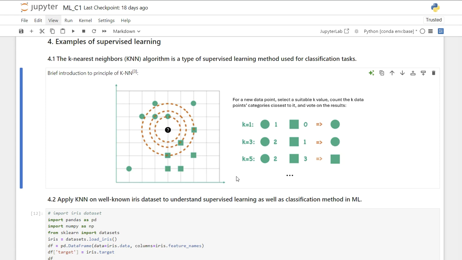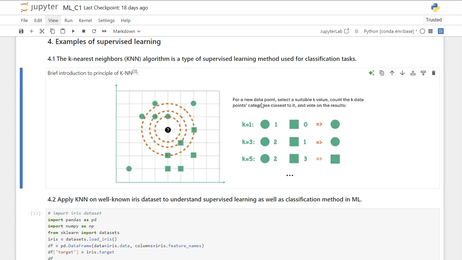And k can be any number. We can also choose 5, and we'll find the 5 nearest data points. We find 2 circles and 3 squares. Then we vote on whether this new data should belong to the circle or square category. When we say nearest, we mean the distance. We use the Euclidean distance to get the distance between two data points. First we can put them in the coordinates.